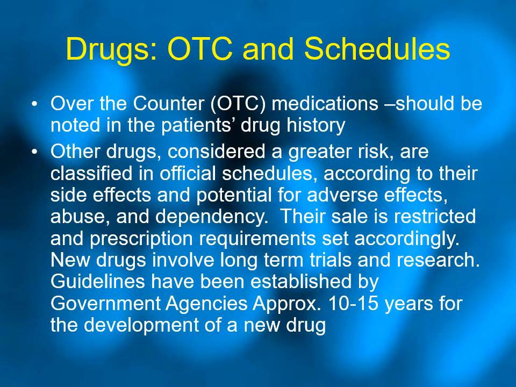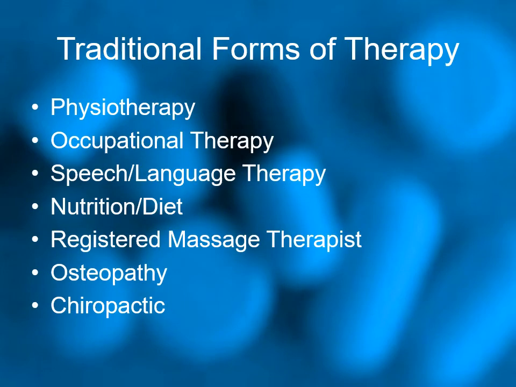New drugs involve long-term trials and research. Guidelines have been established by government agencies, and it takes approximately 10 to 15 years for the development of a new drug and effective research to be conducted so that drug can be approved for public use.